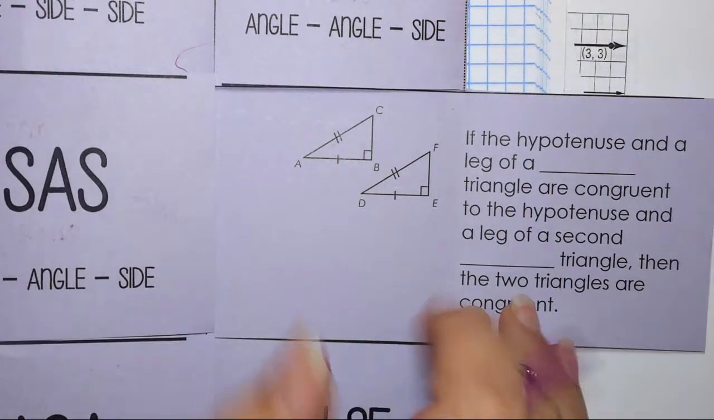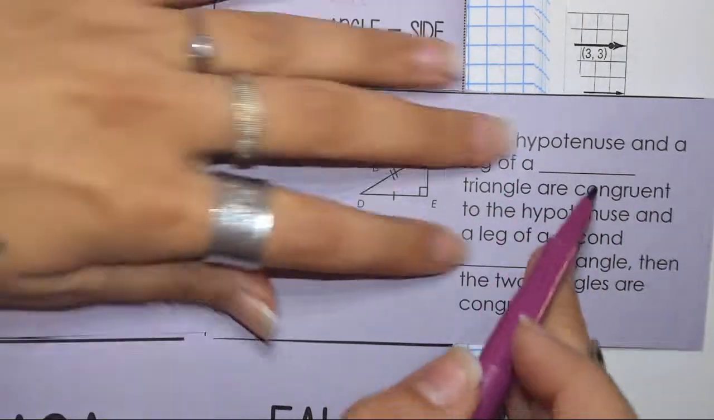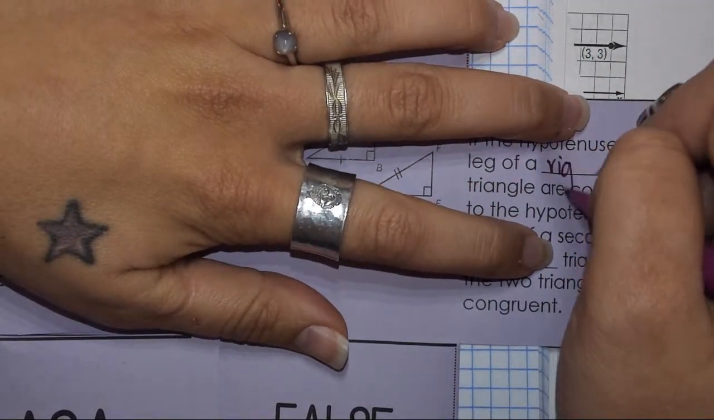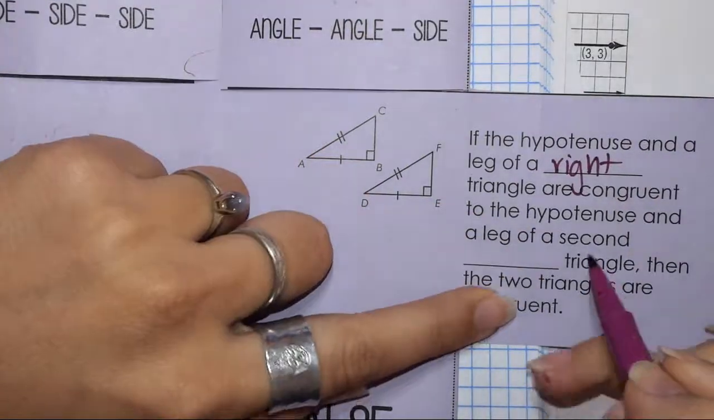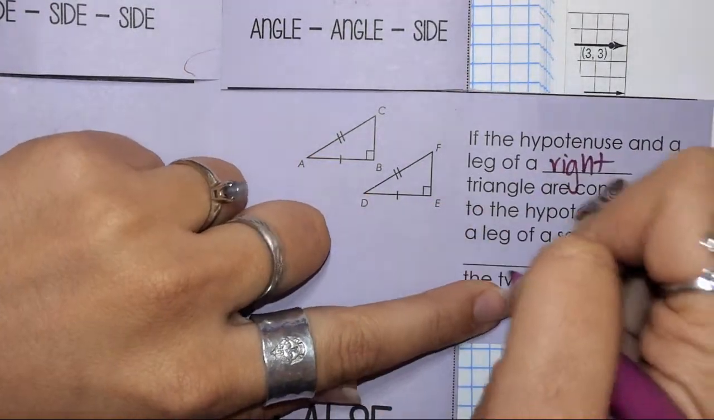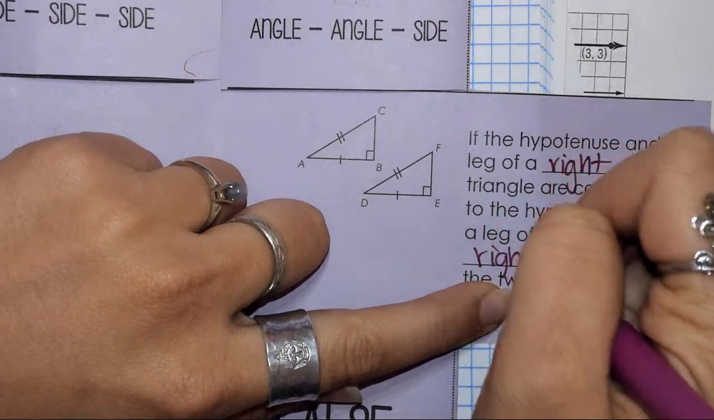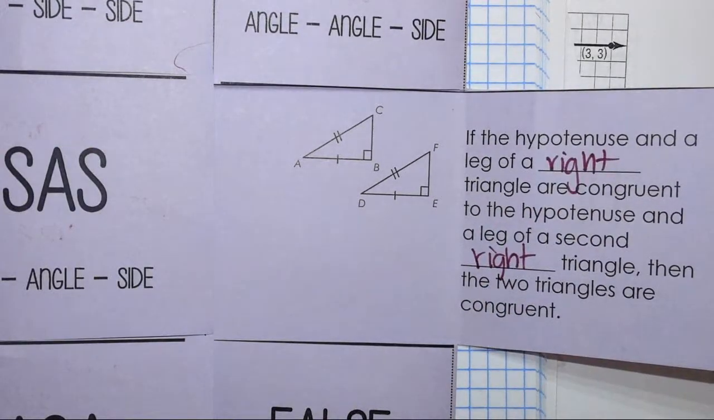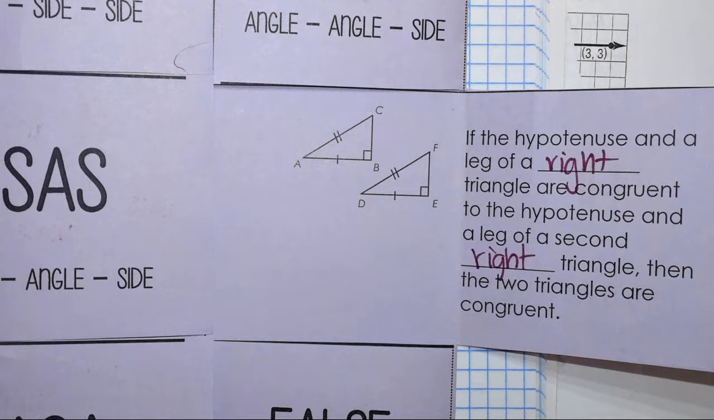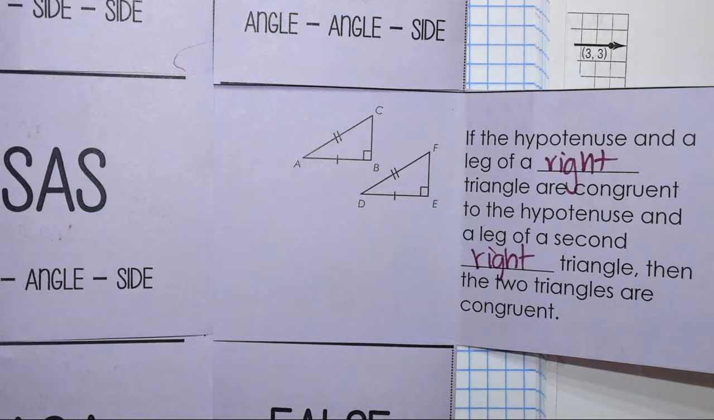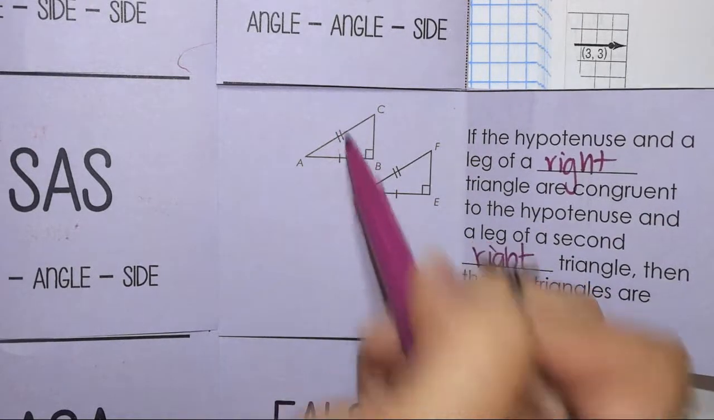Alright, so if the hypotenuse and the leg of a right triangle are congruent to the hypotenuse and a leg of a second right triangle, then the two triangles are congruent. That one's easy. It is easy because, which one is the hypotenuse? How do you know where the hypotenuse is? It's across from the right angle. It has to have a right angle, and then it's across from the right angle.